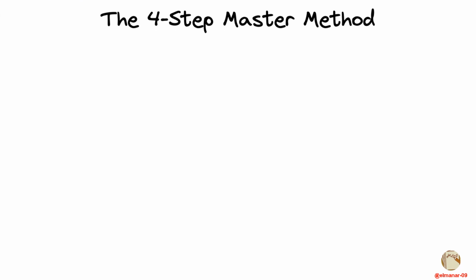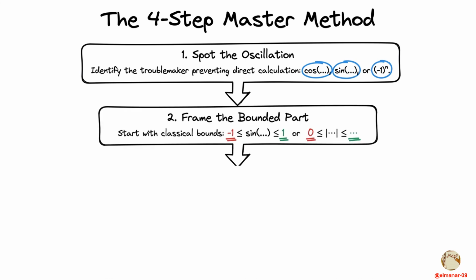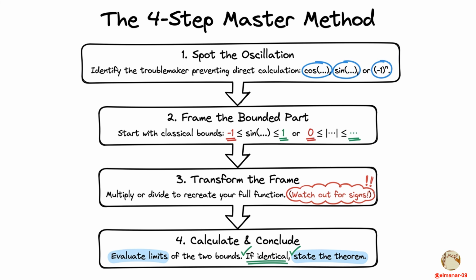To master any limit problem, follow this 4-step master method. 1. Spot the oscillation. Look for troublemakers like cosine, sine, or -1 to the power of n. 2. Frame the bounded part. Use what you know, like -1 is less than or equal to sine of something, which is less than or equal to 1. 3. Transform the frame. Multiply or divide the whole inequality to recreate your target function, but be careful with signs. 4. Calculate and conclude. Find the limits of your new floor and ceiling. If they are identical, you've officially used the Squeeze Theorem to find your answer.